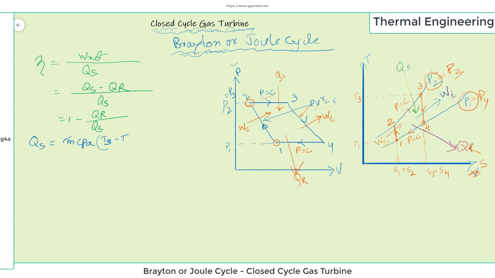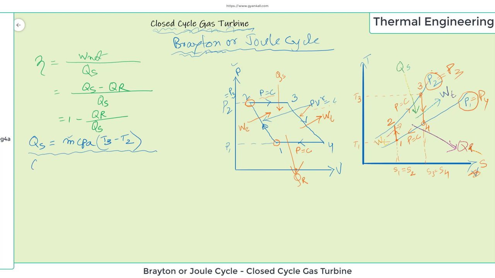T3 minus T2. That is the thing. And in SI unit, it may be joule or kilojoule, that mass of amount heat, or it may also be in kilowatt if the per second is known. So this is heat supplied to the system during the process 2-3, which takes place in the combustion chamber. In this case, it is not a combustion chamber, but it is a heater.